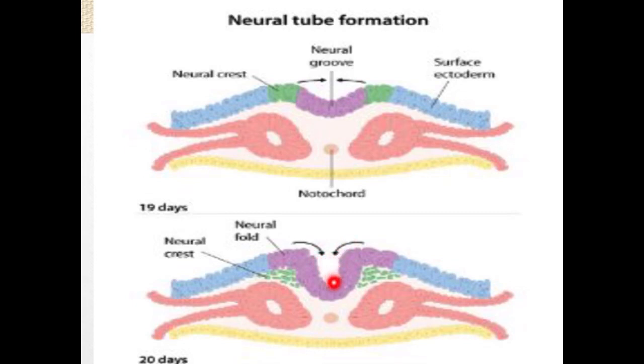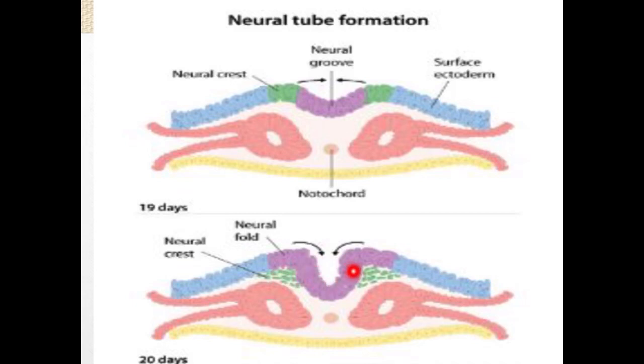How is the neural fold formed? The neural fold is formed by the movement of the peripheral ends, both left and right, toward the midline. Once they reach the midline, they form a tube that is called the neural tube. In between the purple layer and the ectoderm, the greenish layer, these cells migrate to the underlying part of the neural fold, and they are called the neural crest.